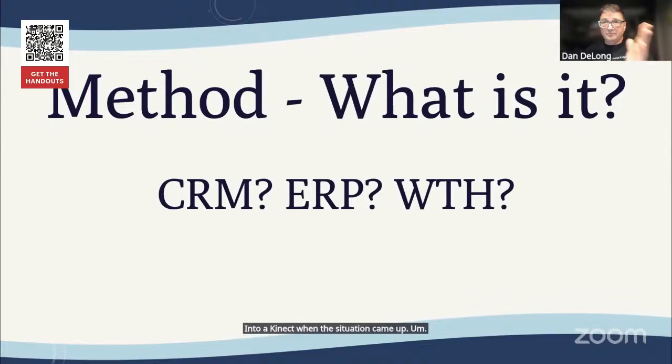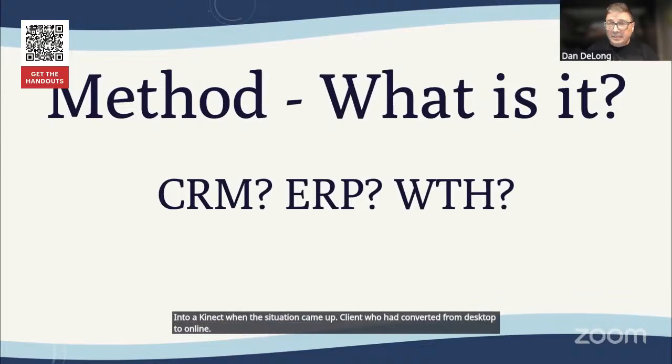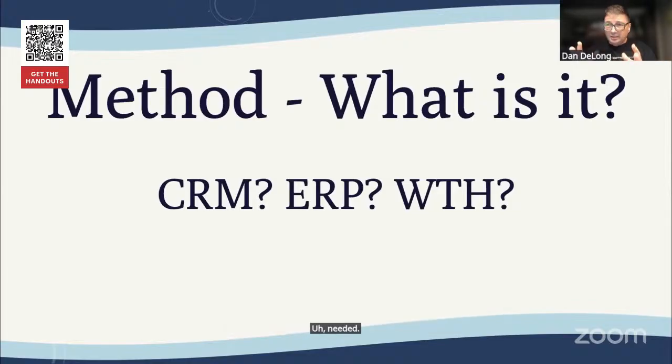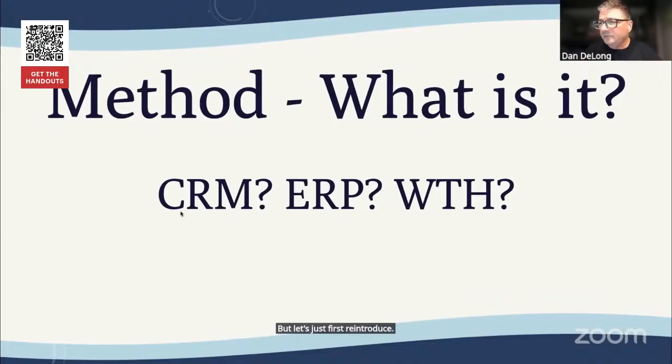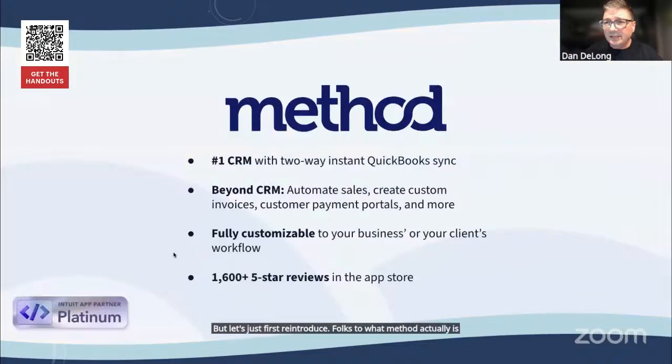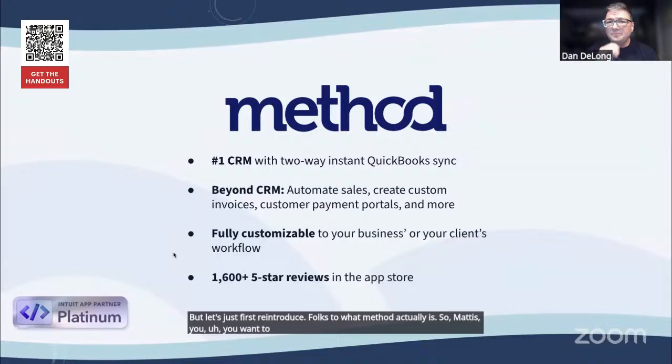A client who had converted from desktop to online needed a custom column in their invoice, and lo and behold, nobody, not even Intuit, allows you to add a custom column to invoices until I finally found Method as this option. So we'll unpack that a little bit later when we talk about some of the customizations that you can do. But let's just first reintroduce folks to what Method actually is. So Mattis, you want to go through these next few?